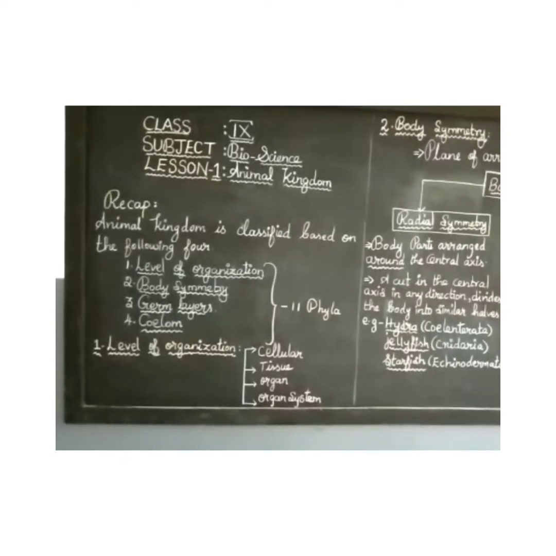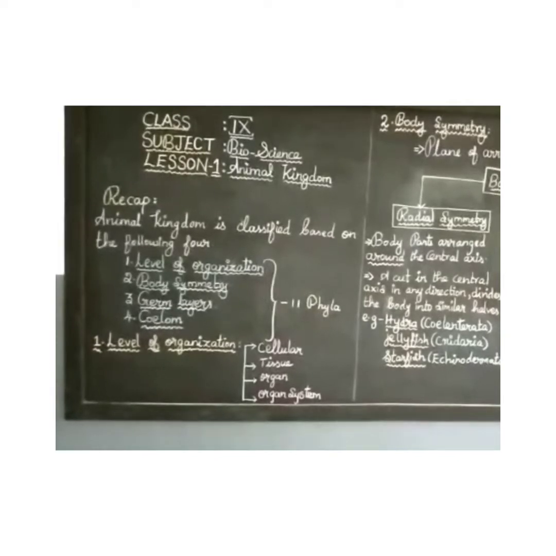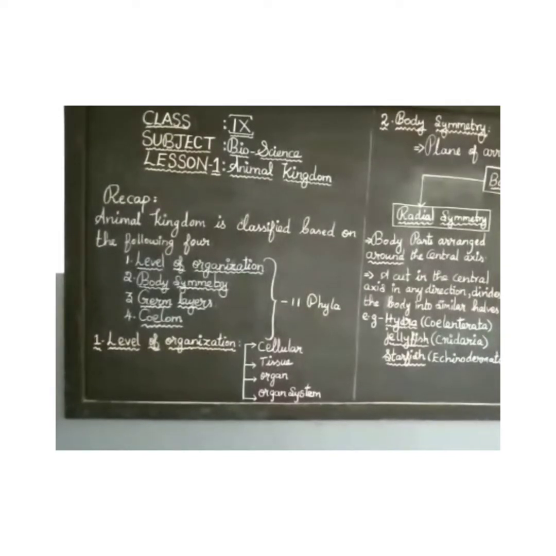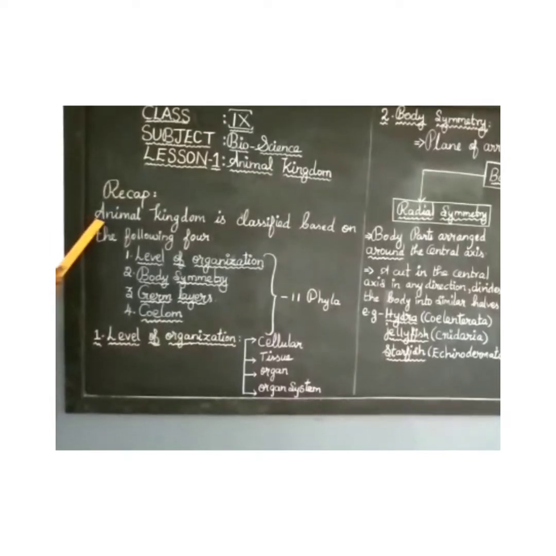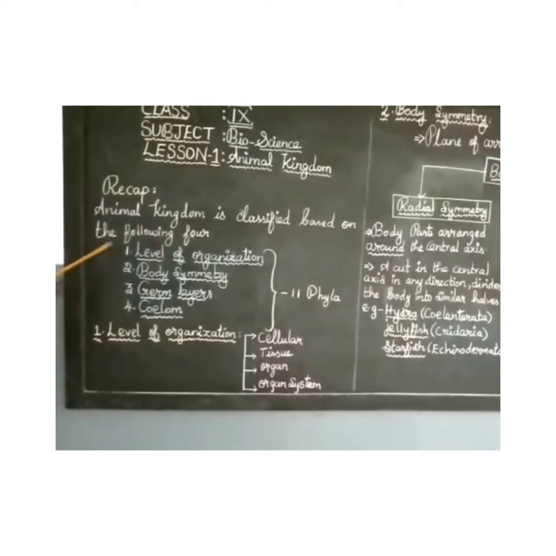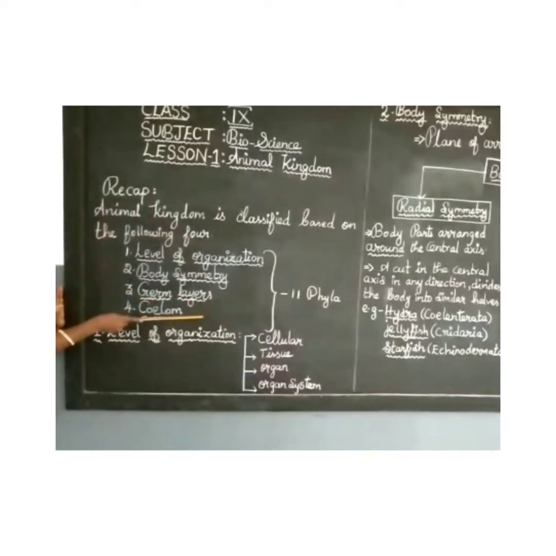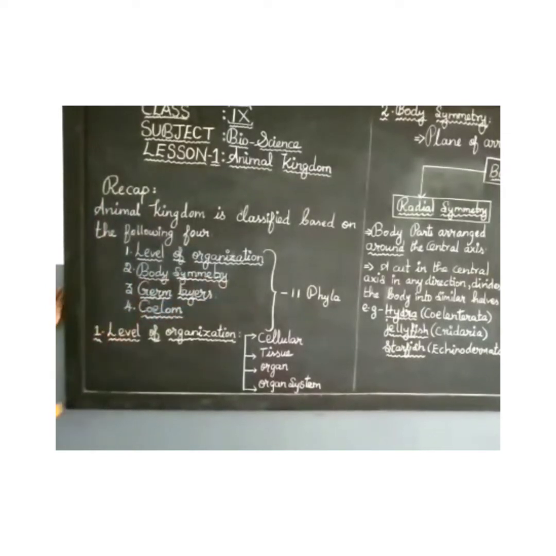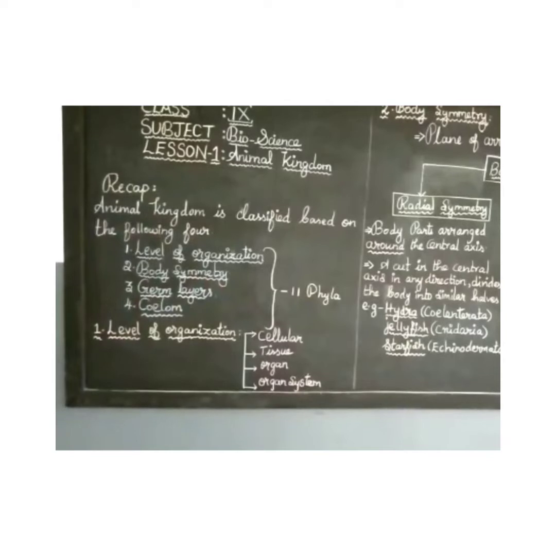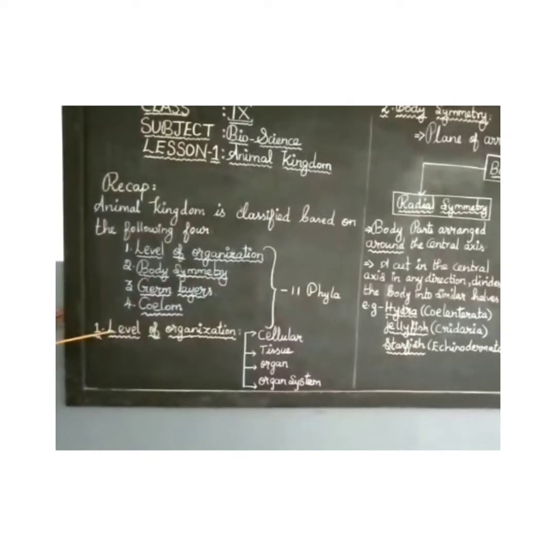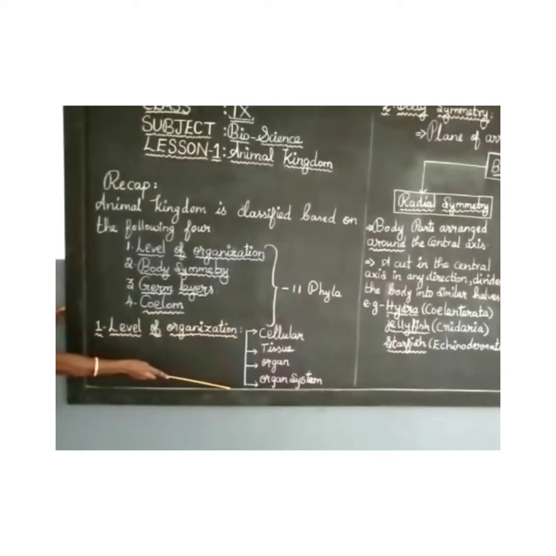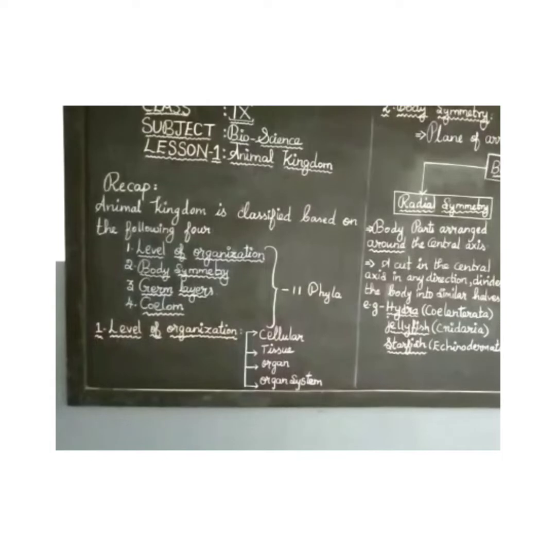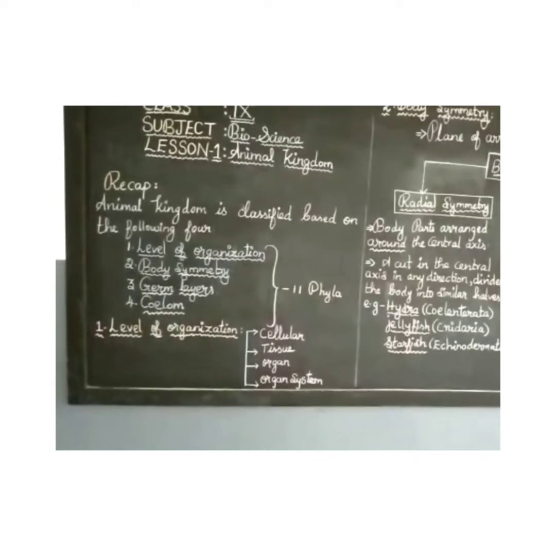Before going to today's topic, we are going to see a small recap of last week. In the last week we saw that the animal kingdom is classified based on the following 4 criteria. On the basis of these 4, the animal kingdom is divided into 11 phyla, which we have already seen in the last class. That is the levels of organization: cellular, tissue, organ and organ system level. All those things we have already seen in the last class itself.